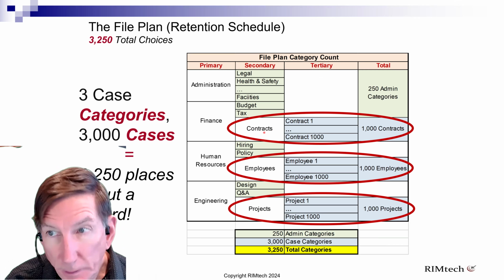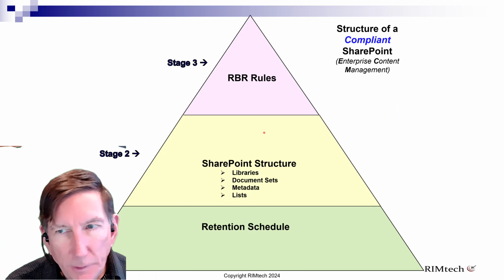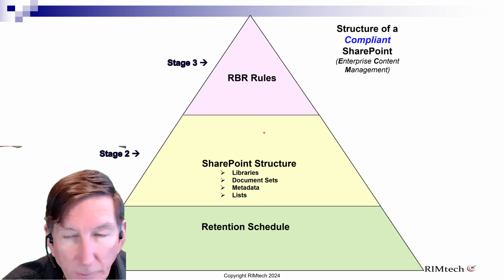Now, the second thing we've got to get right is the SharePoint IA or information architecture. So think of it like a 3-layer cake that we're going to bake, okay? The first layer is the retention schedule. The second is the SharePoint IA, information architecture. And the third layer is what I call RBR, rules-based record keeping. That's how you're going to make this thing automated. Automation occurs in the pink layer on the top.